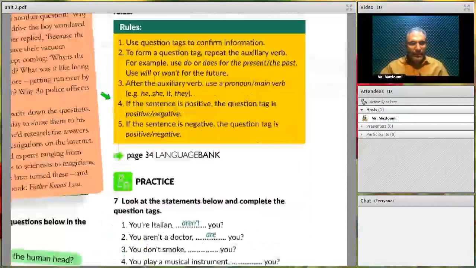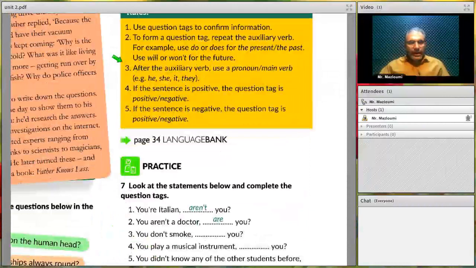Number 3. After the auxiliary verb, use a pronoun. For example, he, she, it, they. This is very important, everyone. Remember, we don't say, for example, the students, the teacher, or the man, or Ali, or Lucy, whatever. We say he, she, we, I. We always use a pronoun.